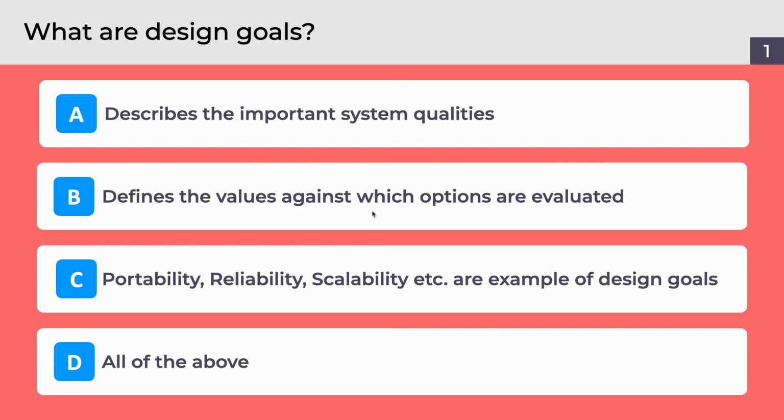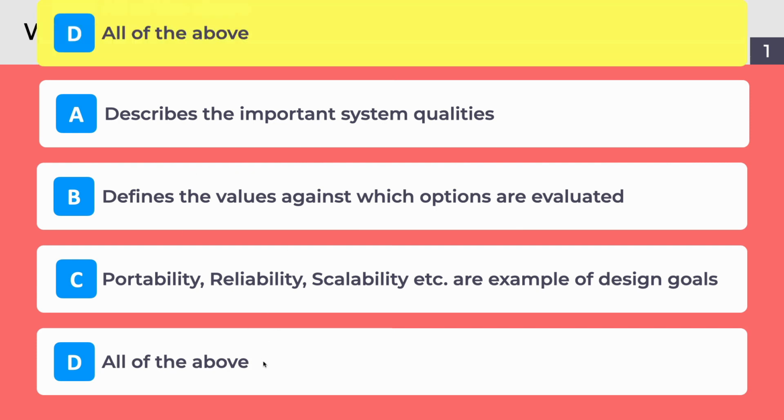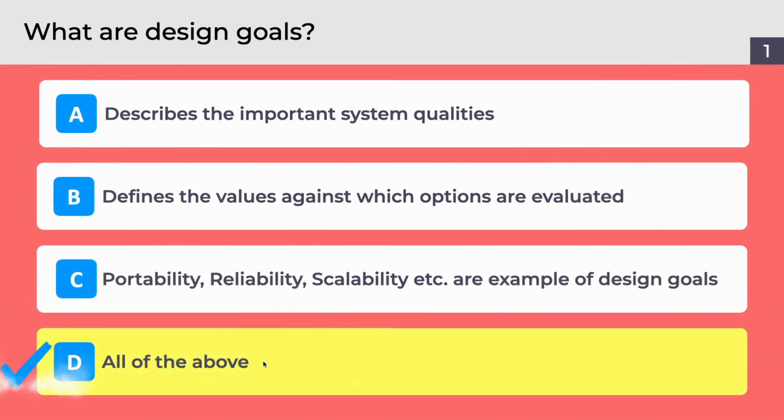Likewise, option B, we define design goals as the values against which the options are evaluated. So there are choices that we have to make. Option C definitely looks good as well. Portability, reliability are examples of design goals. So I would go with D, as all of these look correct. Great, we got that one. Let's move to the next one.